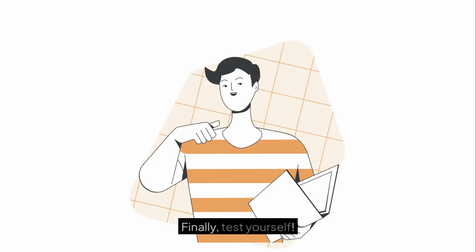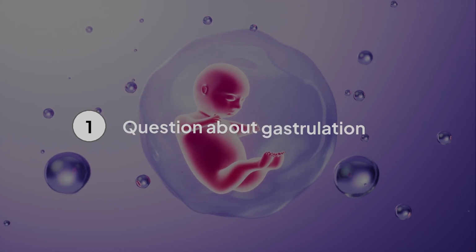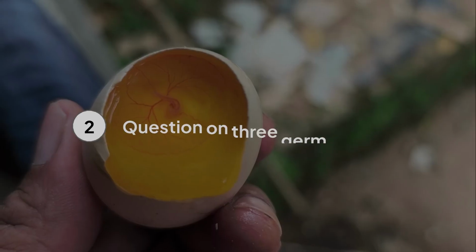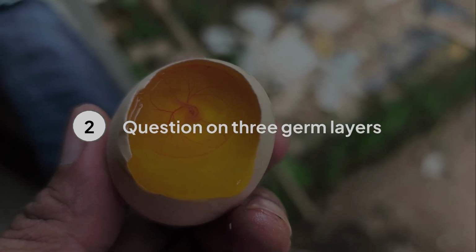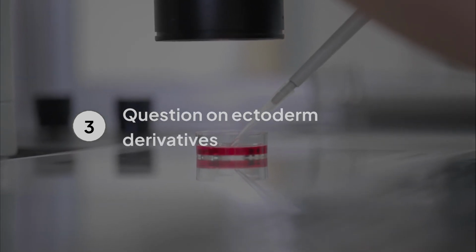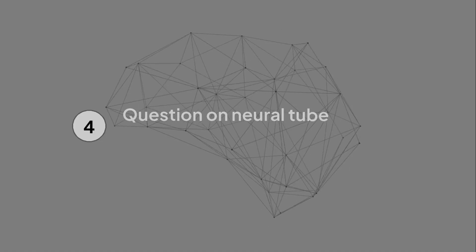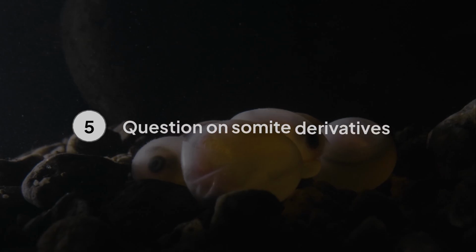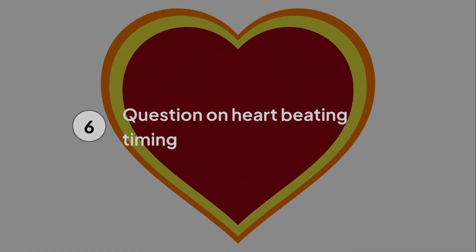Finally, test yourself. What is gastrulation? What 3 germ layers exist? What does the ectoderm form? What develops from the neural tube? What do somites turn into? Lastly, when does the heart start beating?